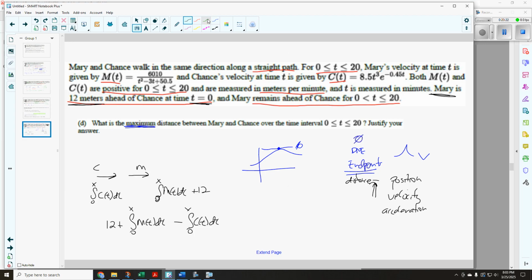So I'm going to write that down. This represents the distance between Mary and Chance.